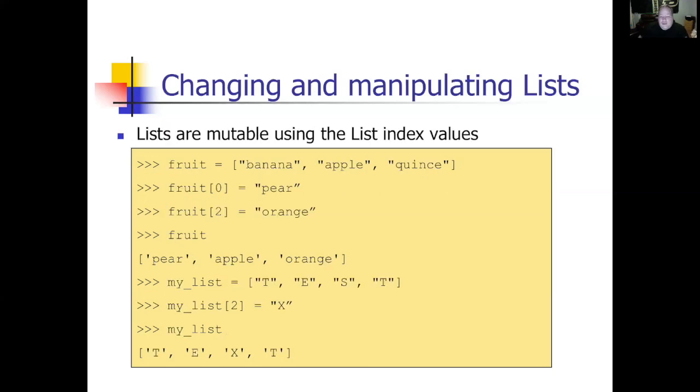Changing and manipulating lists, you can do index values with that too. So fruit equals banana, apple, and cane seed? I don't even know what that is. Fruit 0 equals pear. So now fruit 2 equals orange. Well, this is index 0. We're replacing this string with this one. And we're replacing this string with this one. And if I look at what's now in here, it is as we expect. Pear is at index 0. And then apple is still there. And then orange is at index 2. So we can replace elements in lists this way. Or I can say my list equals these characters. My list index 2 is an X. So now it's these characters with an X in the middle.